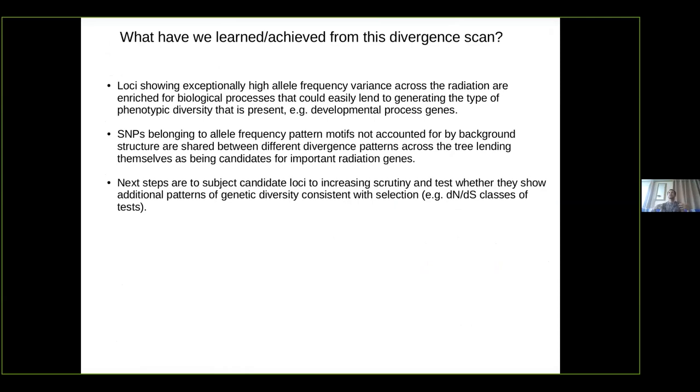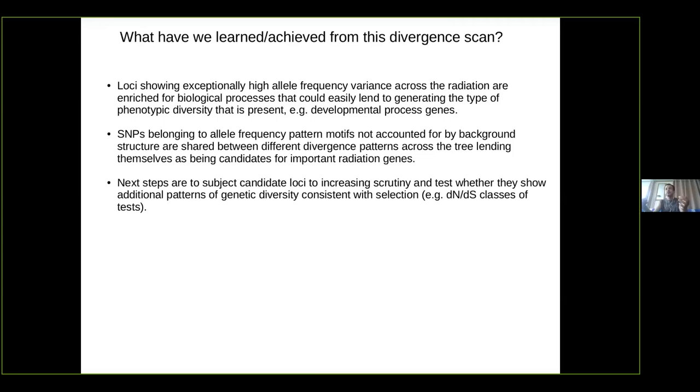So this is an exploration of how I've been thinking about this so far. What have I learned from this so far? And this is brand new work. But it looks like there are loci showing exceptionally high allele frequency variants across the radiation that are enriched for biological processes that could certainly generate the kind of diversity that we see.